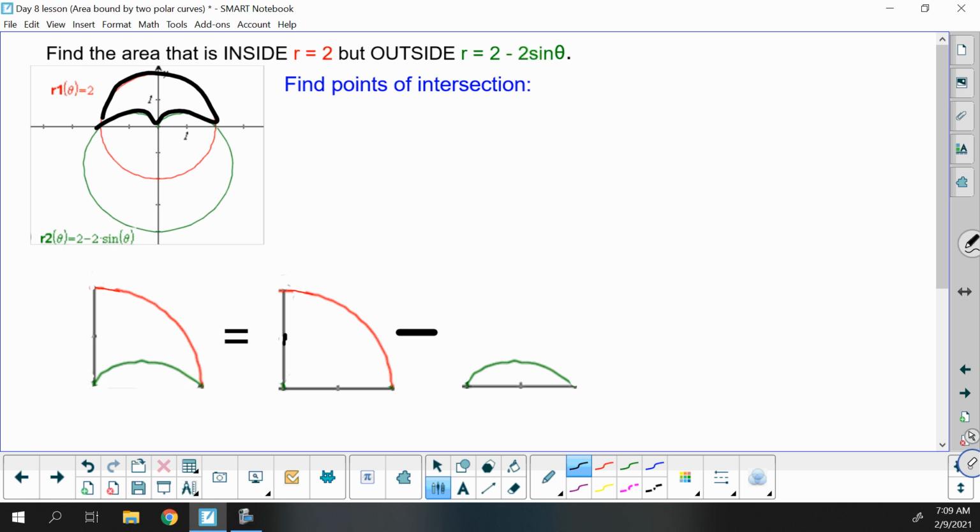Well, we've got to figure out what our bounds are for that. So for the red one, it's just r equals 2. So the r value is going to be 2 no matter the value of theta. So this is starting at theta equals 0 and finishing at theta equals pi over 2. So nothing too fancy about that one.